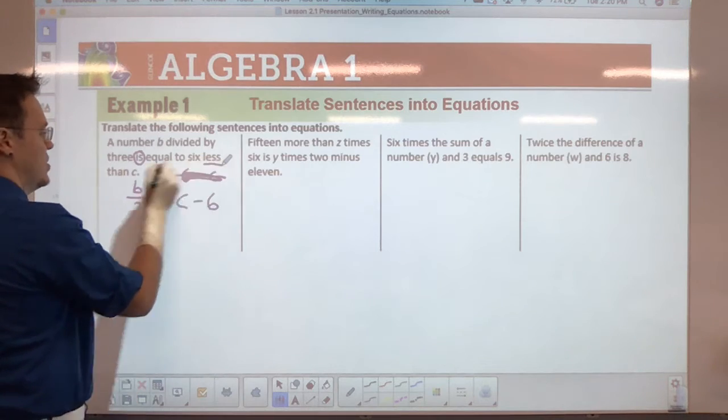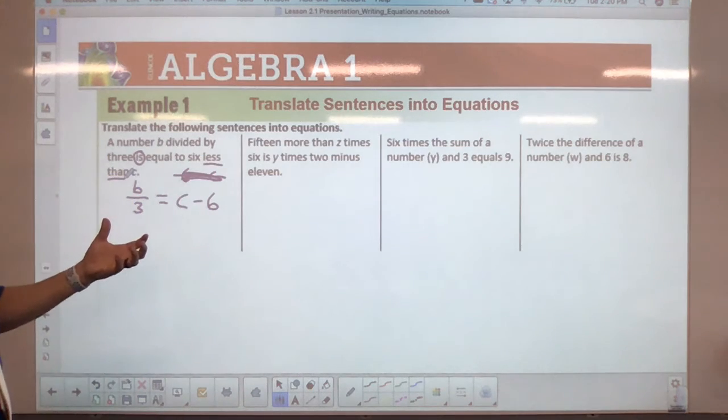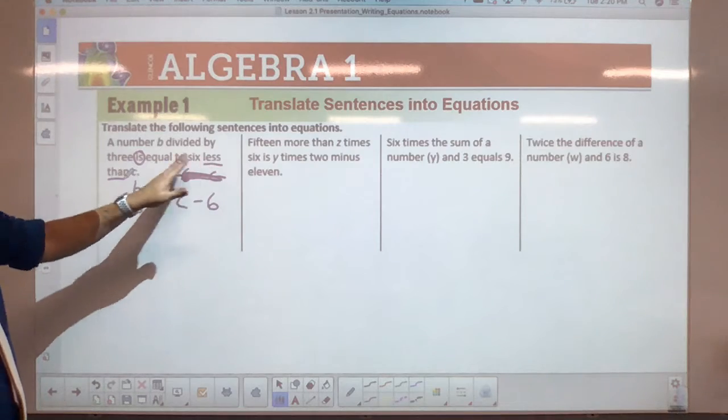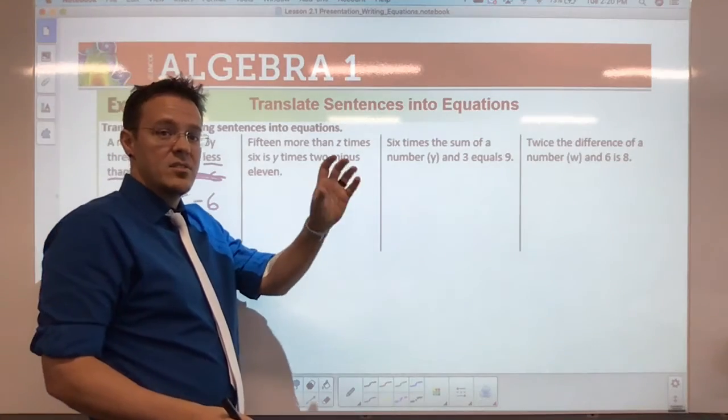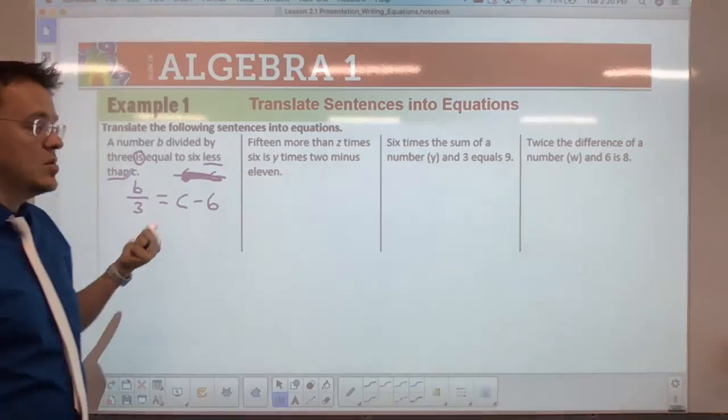This is the only one, when you see "less than," that you swap it, all right? And so that would be 6 less than C. So C, and then you take 6 away from it. So if you have a letter C and you take 6 away, that's how you would illustrate that.